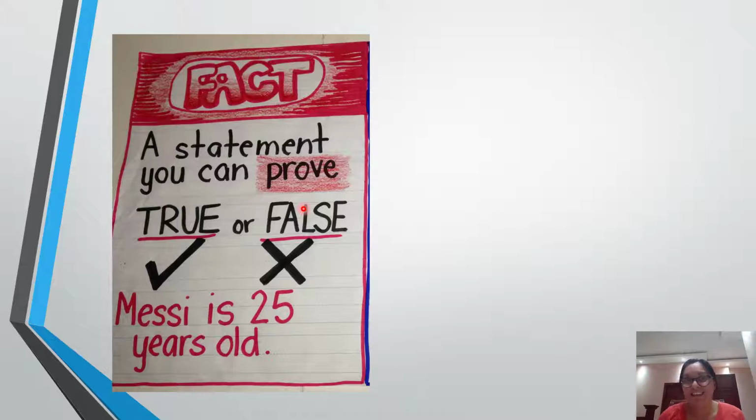By asking him, right? Go take your cell phone, call Messi and ask if he is 25 years old. Or what else can you do to find out, to investigate if Messi is 25 years old? Because we don't have Messi's cell phone number. So what can we do? We can go to the internet and investigate in there if Messi is 25 years old or not. So we are going to prove this fact as true or false.